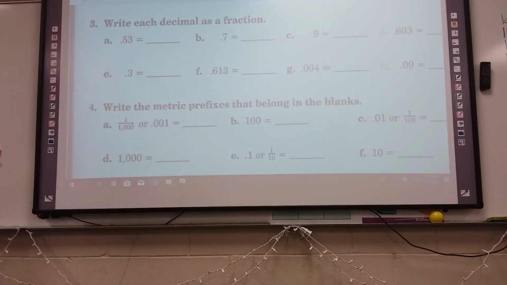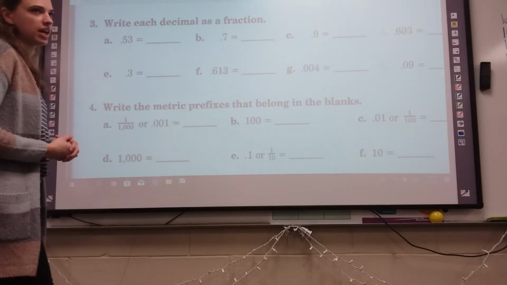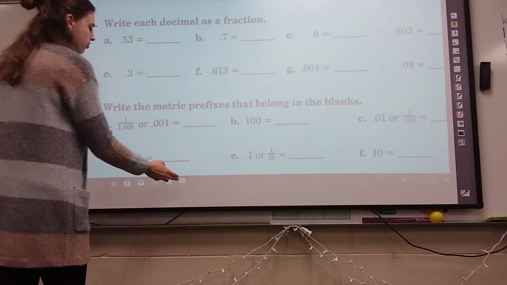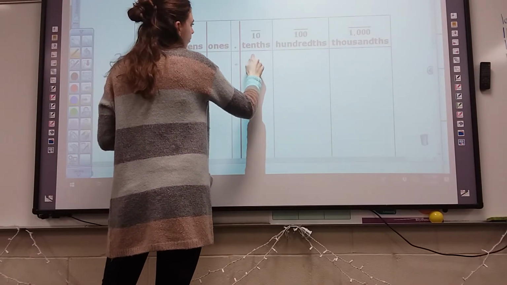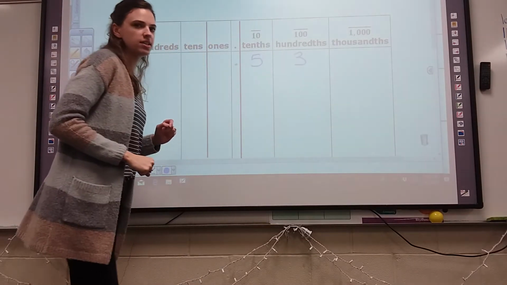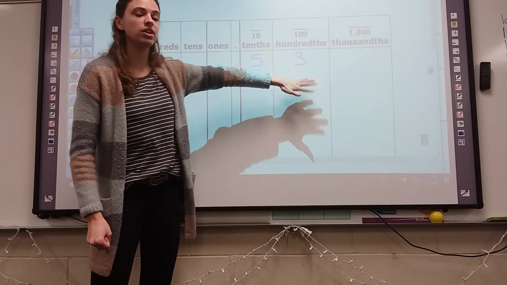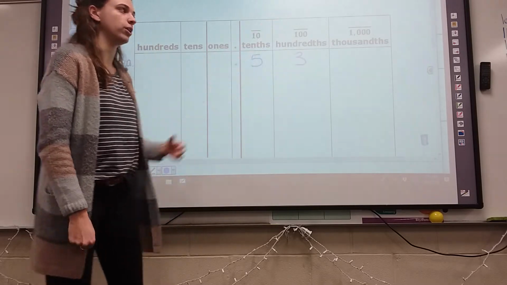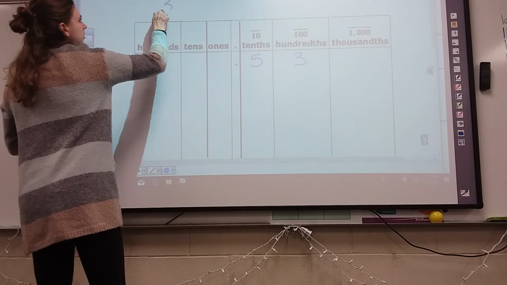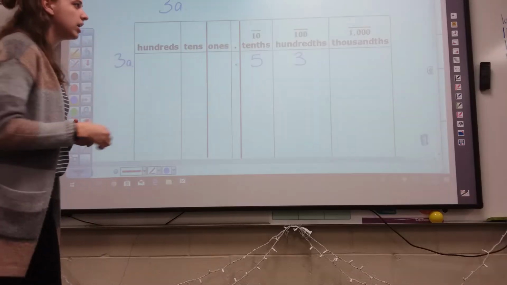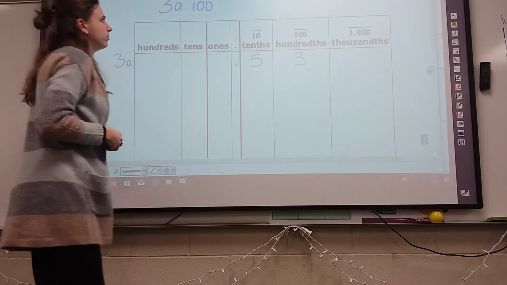Number 3, it says write each decimal now as a fraction. So again, we're going to plug it into our chart, and then we're going to see exactly how we would write it as a fraction. The first one is 0.53. We're on 3a now. 0.53. Now remember what I said. If it's in the hundredths place, it has to be written over 100. So the last digit here is in the hundredths place. That means we have to write it over 100. So the way we would write this is, and I'm going to do it up here so it doesn't make the chart confusing. It's in the hundredths place, you write it over 100th or 100.